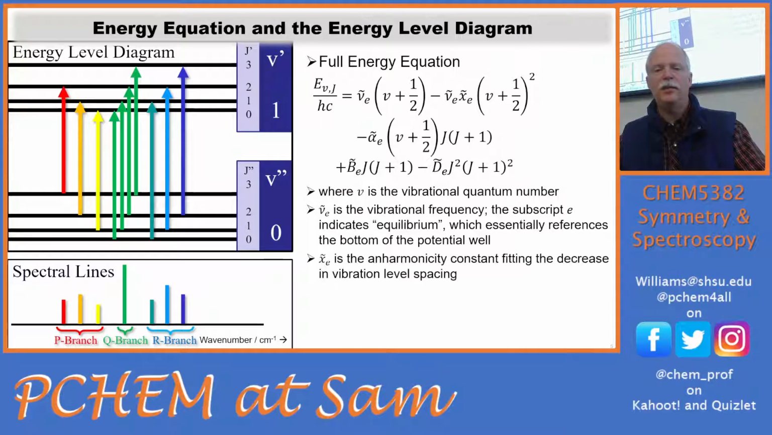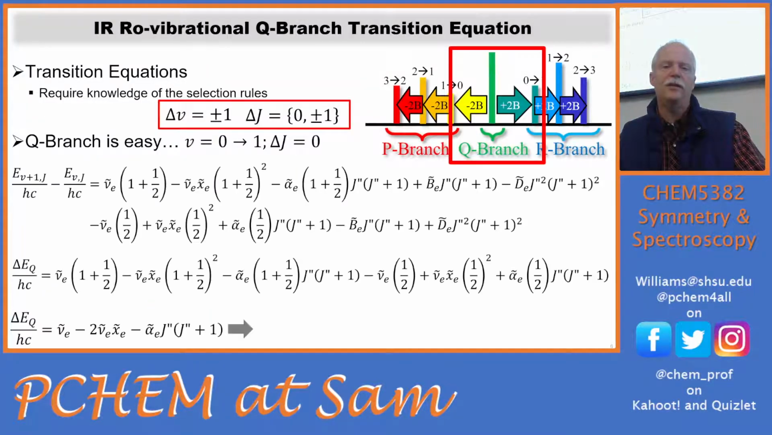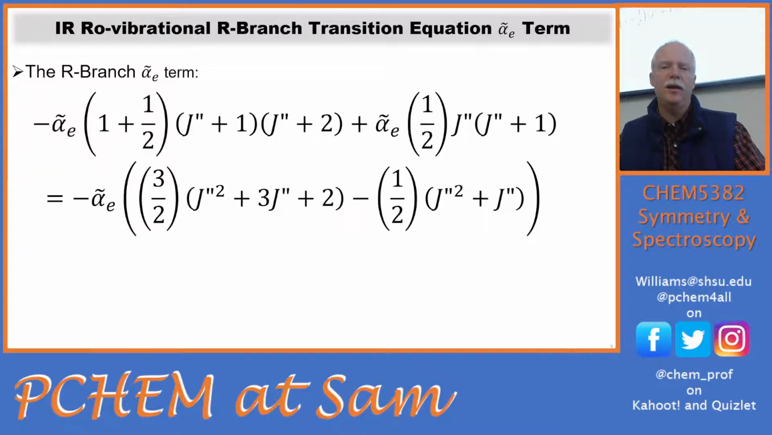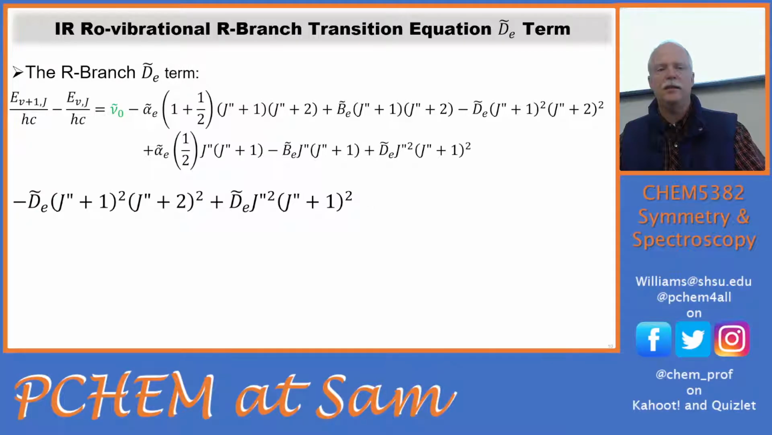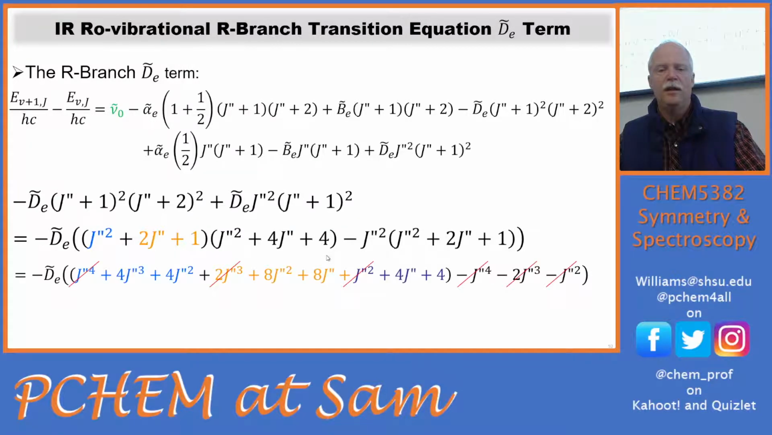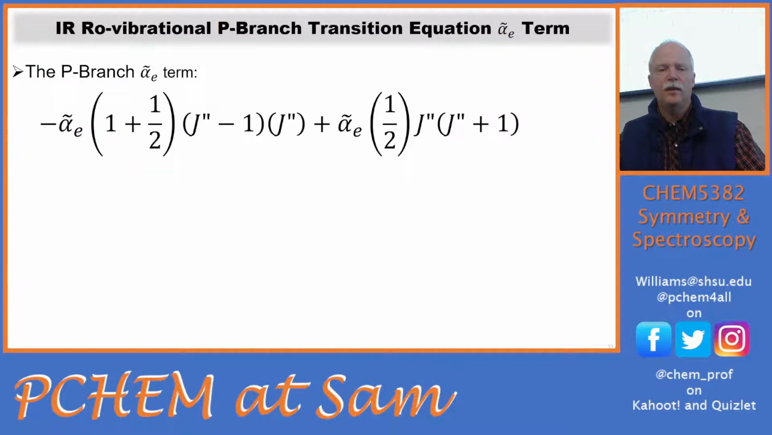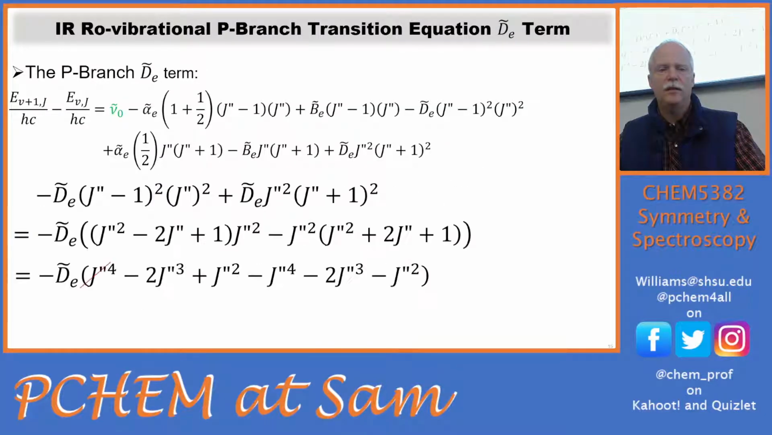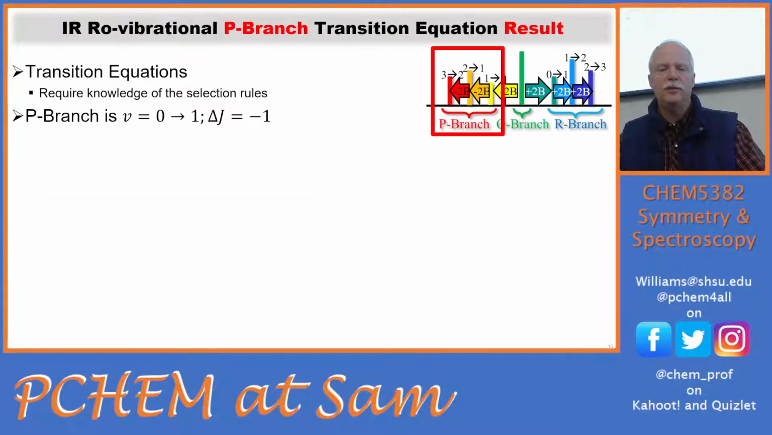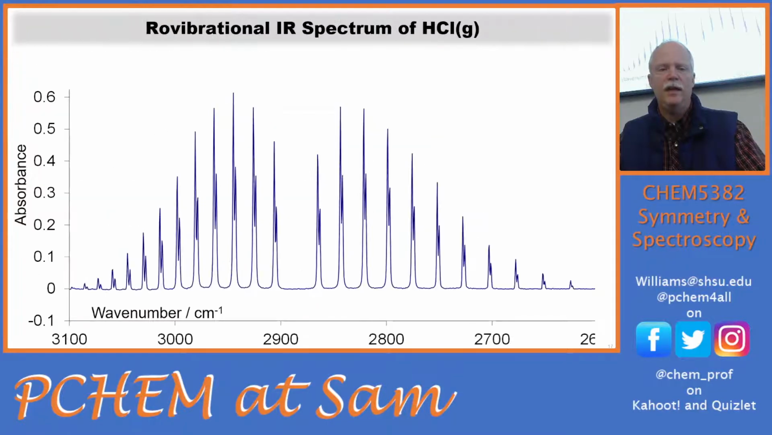So we had the energy equation, and then I'm just going to swing through this. We had all of those transition equations. We had the Q branch, we had the R branch, the alpha term, the rotational constant, the centrifugal distortion constant, lots of algebra, the P branch, the P branch centrifugal distortion term, and then we were able to assign all of the little transitions.